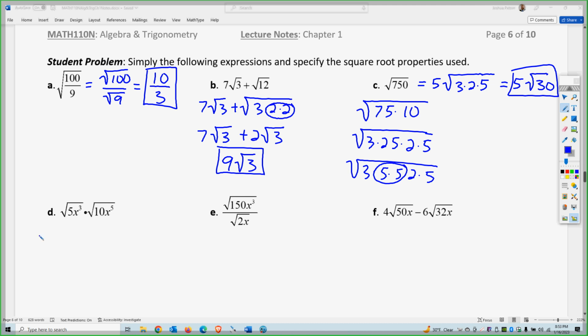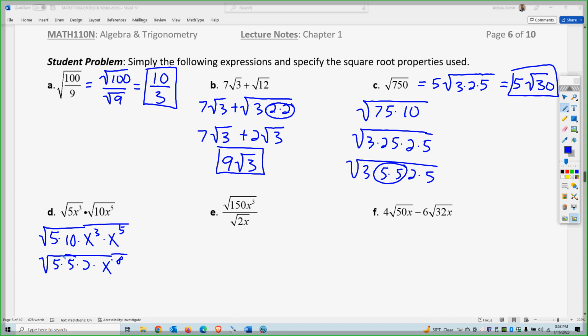Okay, so I'm going to use the product rule to bring these together. So I have 5 times 10 times x^3 times x^5. Okay, so that gives me 5 times 5 times 2 times x to the 8th. Let's try that again. So I'm using the product rule of exponents to add those together. I'm not going to write out 8 x's anymore because we know the shortcut. We're going to do the shortcut now.